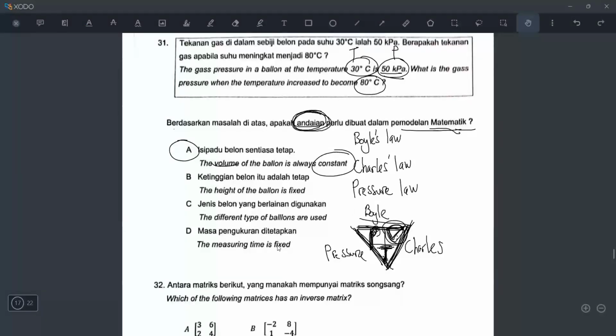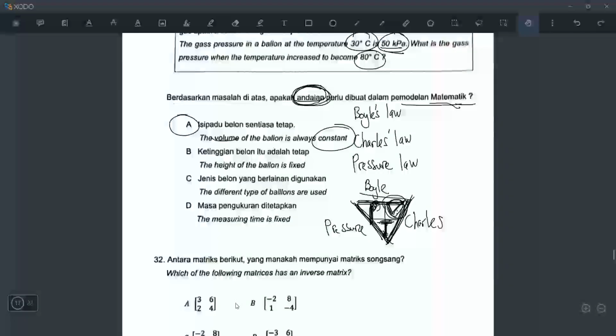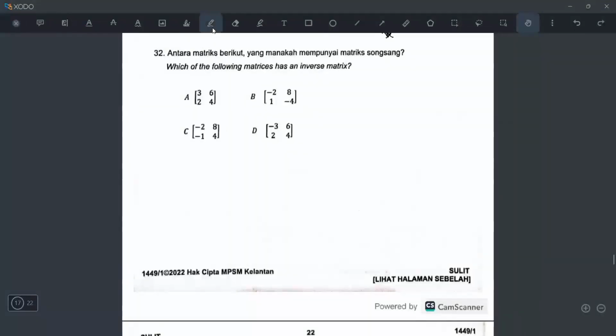So yeah, okay. So that's how you do it. Okay. And yeah, okay. I'll just leave it at that. Let's go to 32. Which of the following matrix has an inverse matrix?